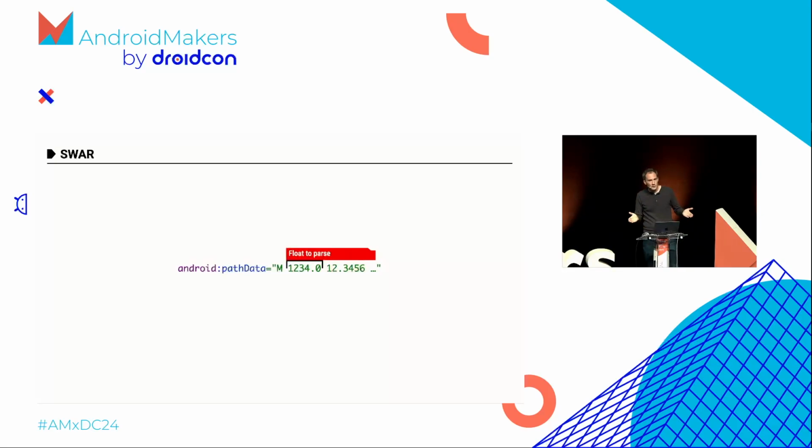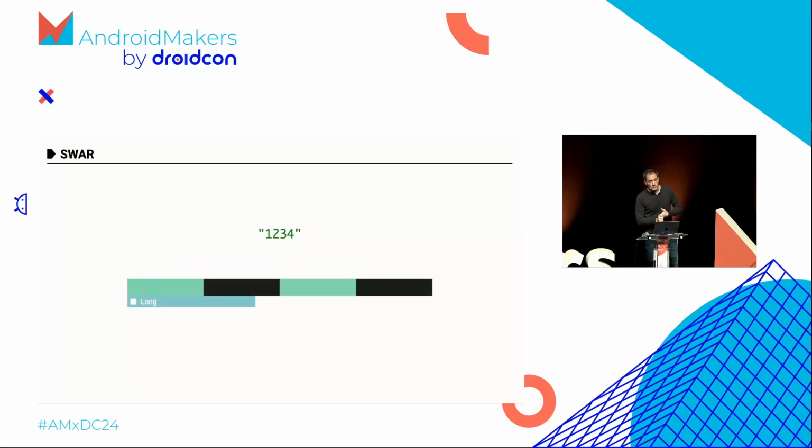The regular way of doing this would be to iterate over every character in the string and say, is this a digit? Is this a digit? Is this a digit? And as long as it's a digit, we keep going and then we can parse our float. But we can do better than that. We can take 4 characters at the same time, because in Java and Kotlin, 1 character is encoded as a short, so it's 16-bit. And it turns out that in a long, you can store 4 times 16 bits. So we can put 4 characters inside a single long value.